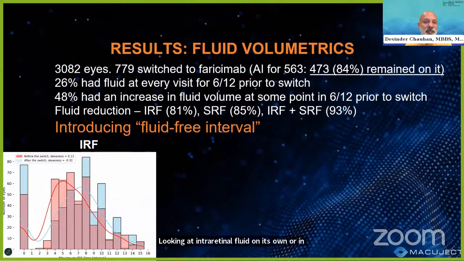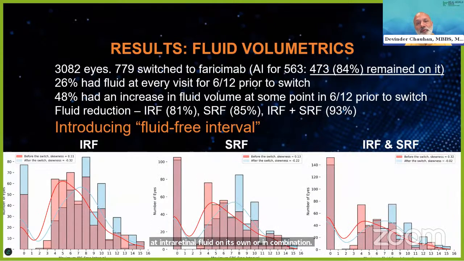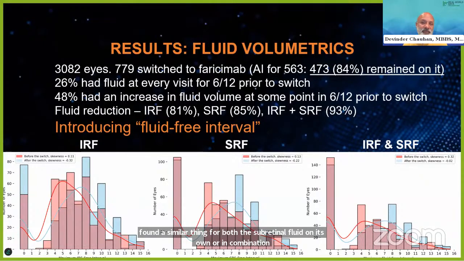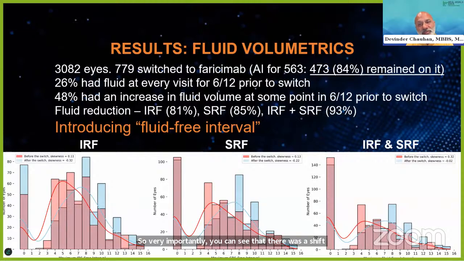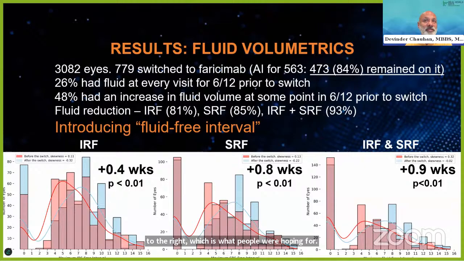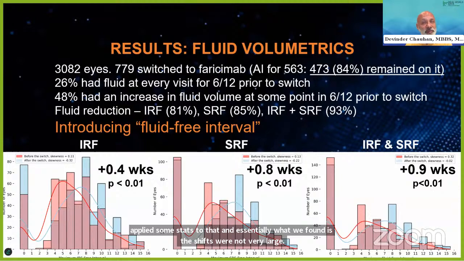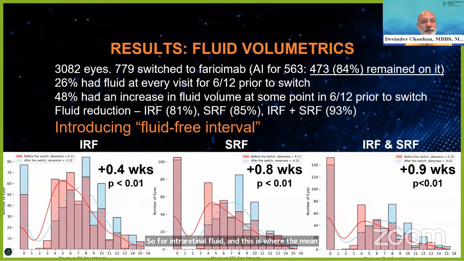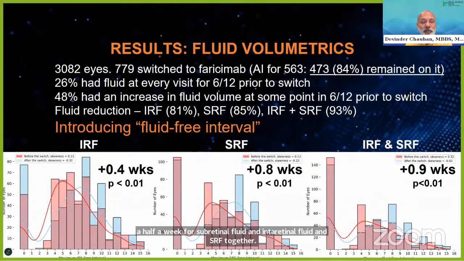We found a similar thing for both the subretinal fluid on its own or in combination and a combination of the two. So very importantly, you could see that there was a shift to the right, which is what people were hoping for. We applied some stats to that, and essentially what we found is the shifts were not very large. So for intraretinal fluid, and this is with a mean of 10 months post-switch data, it was just under half a week. For subretinal fluid and intraretinal fluid and SRF together, the increase in interval was modest. It was just under a week on average.